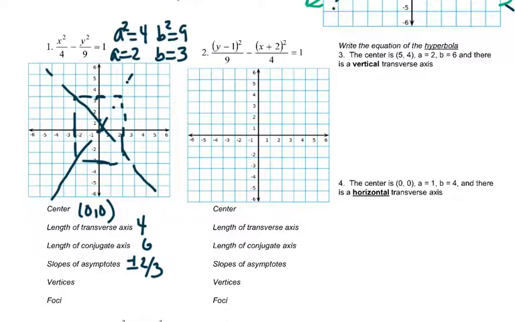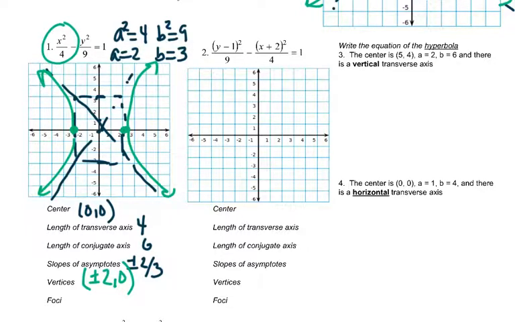Then I decide, does my graph open right, left, or up, down? Right, it opens right, left, because x is first. So the vertices are plus or minus 2, comma 0, and I can draw in my hyperbola.